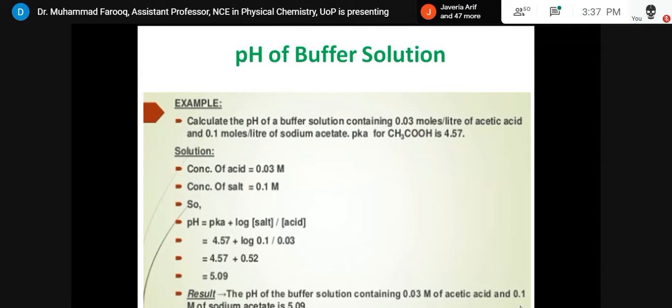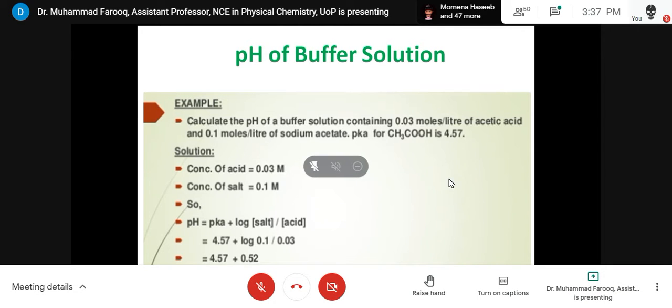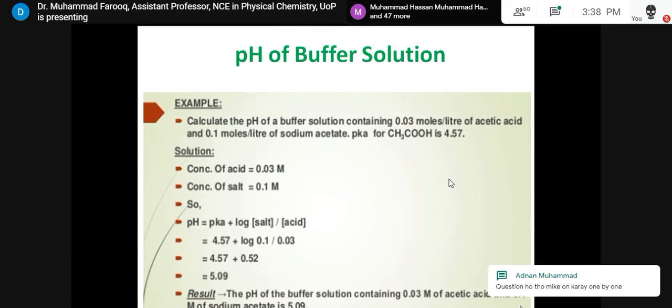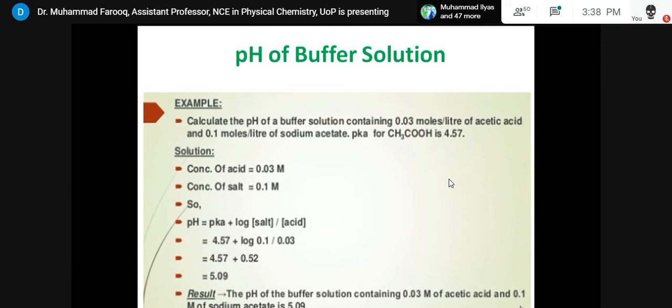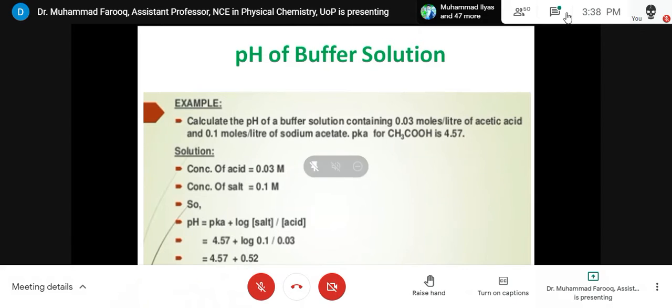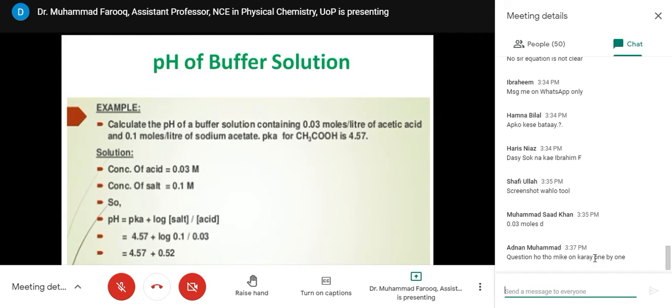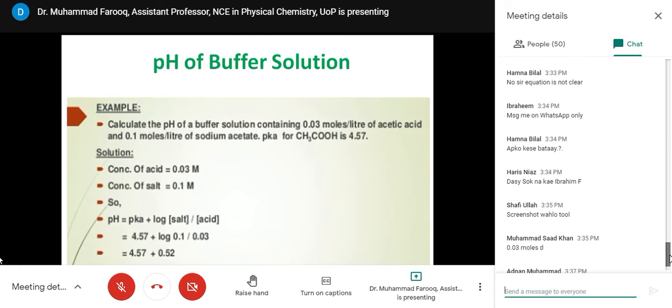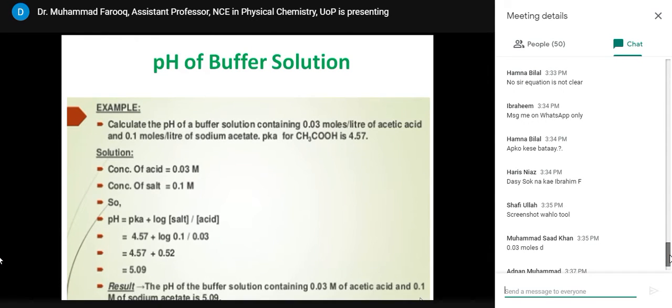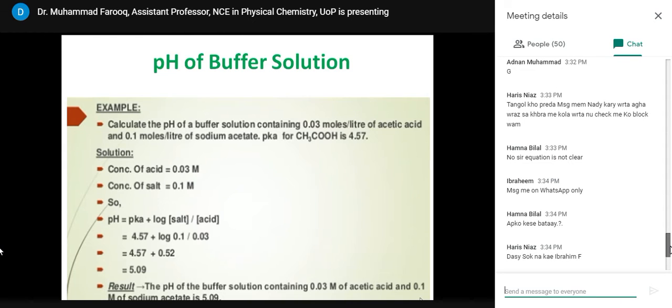What will be the concentration of the hydrogen ions if pH is 5.09? Just take the anti-log, because pH is equal to minus log of hydrogen ion. Multiply both sides by the negative sign, so you will be left with log of hydrogen ion equal to minus 5.09. Taking the anti-log of minus 5.09, you will get the hydrogen ion concentration.